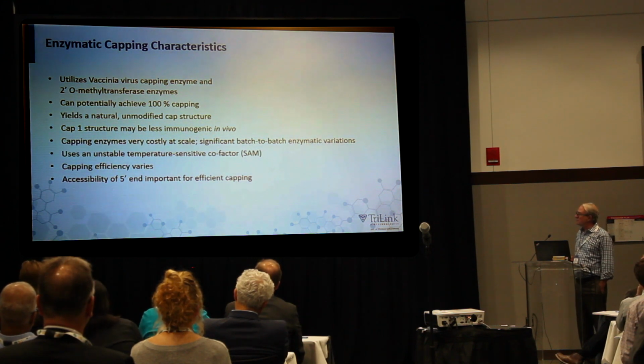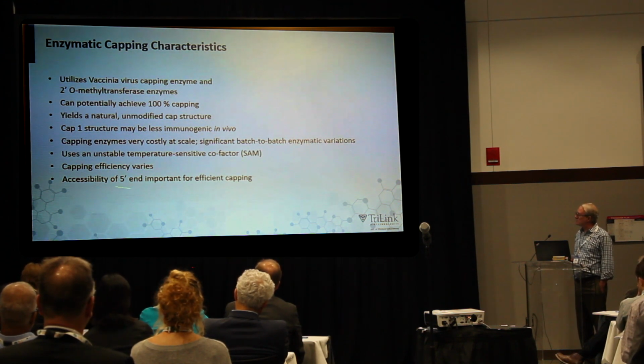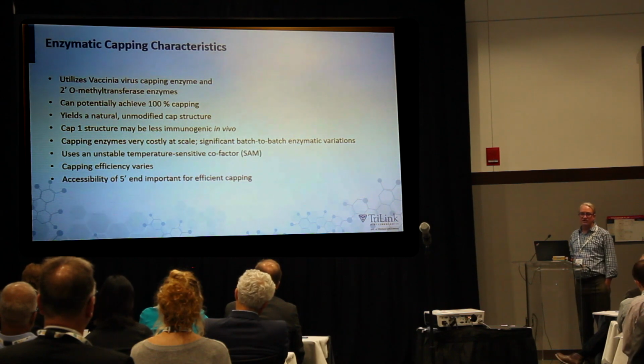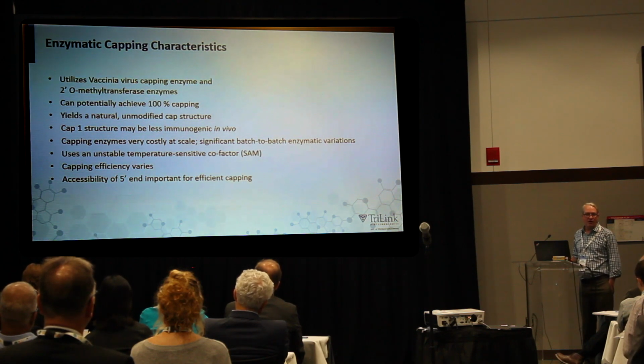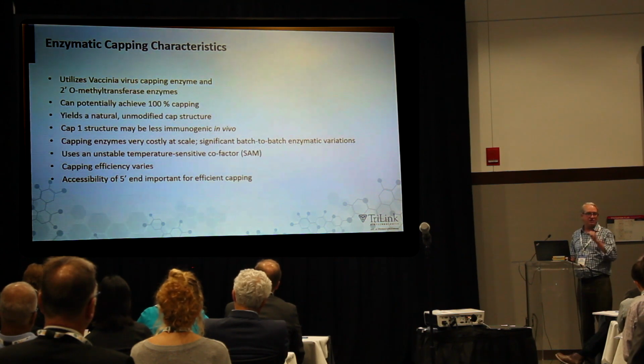And the capping efficiency can vary, especially if you have a structured 5' end, which is often the case with these replicon RNAs I told you about earlier. You can get inefficient capping if you have a very strong structure at the 5' end, or you get variability.